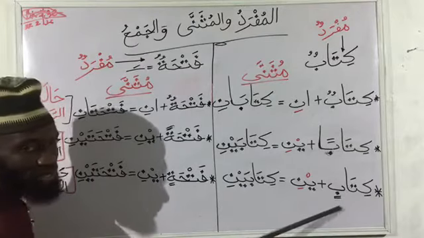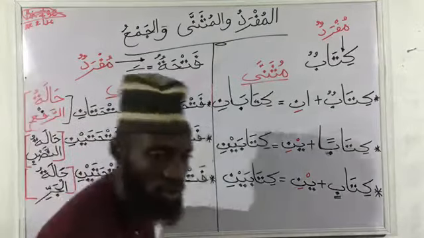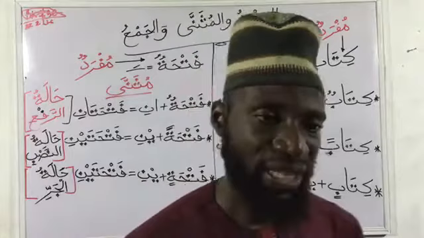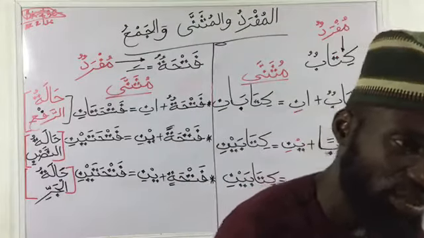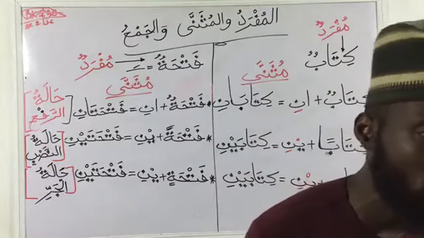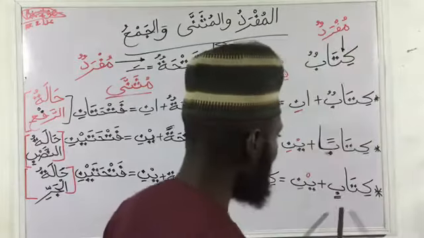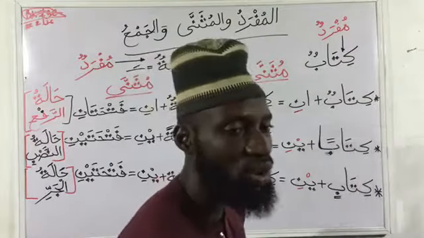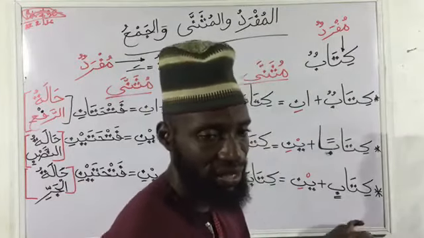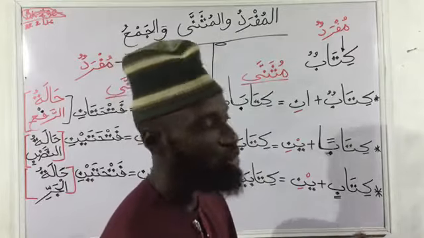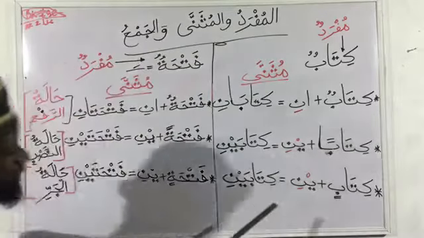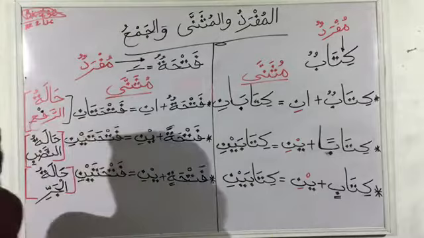We also have kitabin. This is a jarr state. What is jarr state? Kasra-like state. The kasra-like state of a noun is called jarr, like when something is taking kasra or other things that denote kasra. We call them jarr. If it is this state, we also use yaa and nun.